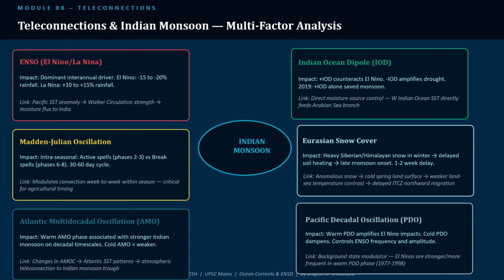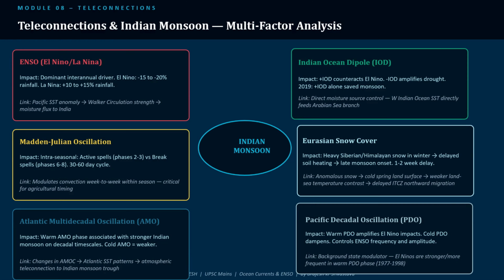Factor 6, Pacific Decadal Oscillation, PDO. The PDO is the Pacific equivalent of the AMO, a 20 to 30 year cycle of North Pacific temperature anomalies. During the warm PDO phase, 1977 to 1998, El Niño events were stronger and more frequent. During the cold PDO phase, 1999 to present approximately, El Niño events are less frequent and sometimes weaker. The PDO essentially modulates the ENSO system. It is the background state that controls how strong individual El Niño events are.